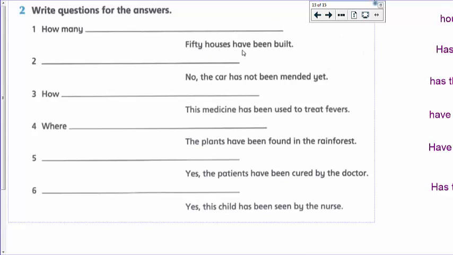50 houses have been built. So I'm asking about what? About houses. So we can say how many houses. I'm asking by using present perfect passive. So we can say how many houses have been built, and question mark. So the question will be like this.